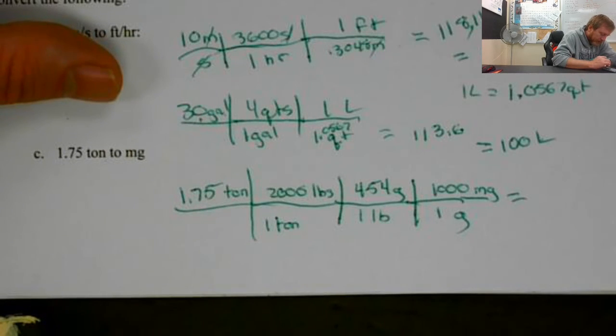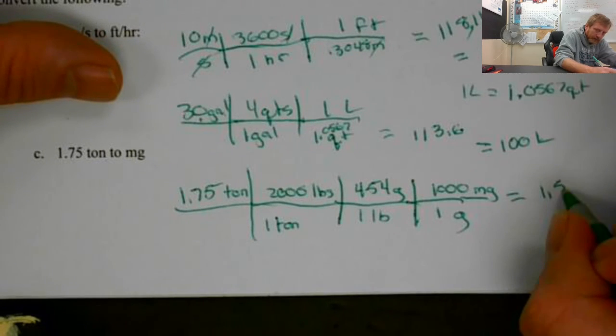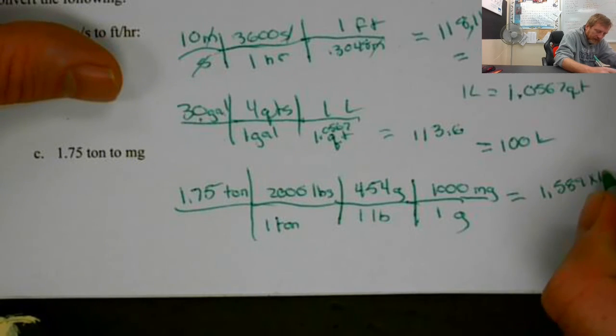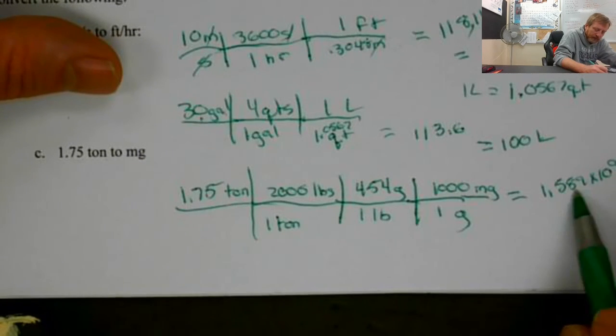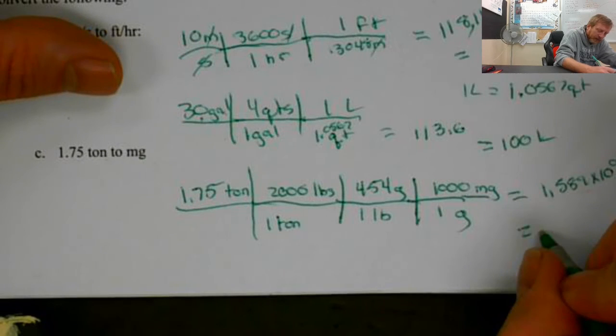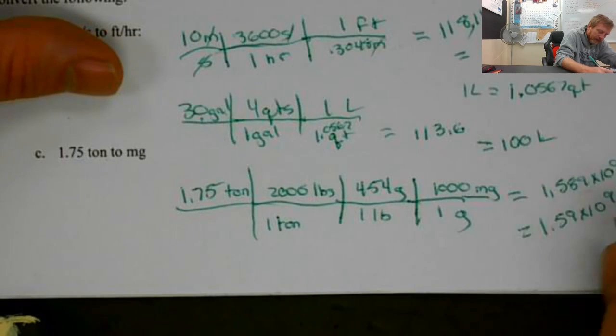I'm going to put it in scientific notation just to make it a little easier to write. So I'd have 1.589 times 10 to the 9th. Again, I had 3 sig figs, so I want to round this to 3 sig figs. So I have 1.59 times 10 to the 9th, and that is milligrams.